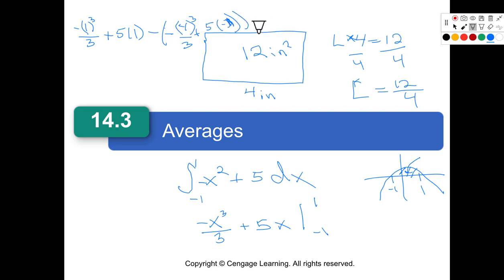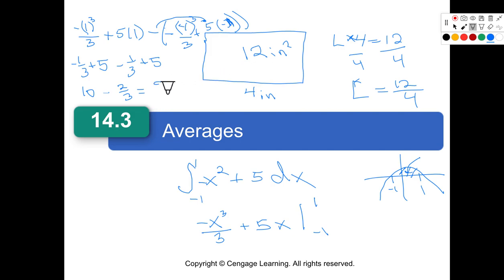So that's going to give us the area. This is negative 1/3 plus 5. This is a negative, and a negative makes it a positive, but then this negative comes on and we get another negative 1/3. And then 5 times negative 1 is negative 5, but this negative over here distributes, so we get a plus 5. 5 plus 5 is 10 minus 2/3. So the area under there is 9 and 1/3, 9.333.